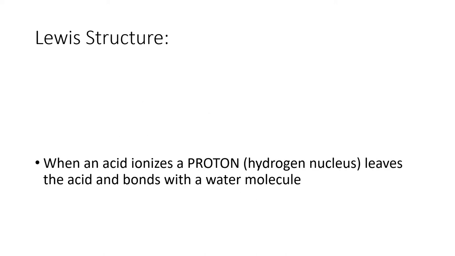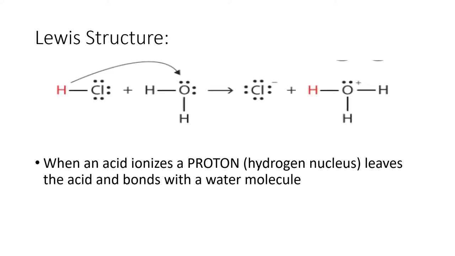One other way we can look at this is by the Lewis structure. A Lewis structure for hydrochloric acid will look like this right here. You'll notice that when an acid ionizes, that hydrogen, that proton, the hydrogen nucleus, leaves the acid and bonds with the water molecule. So we now have our anion of chlorine, or the chloride ion, with hydronium ions.